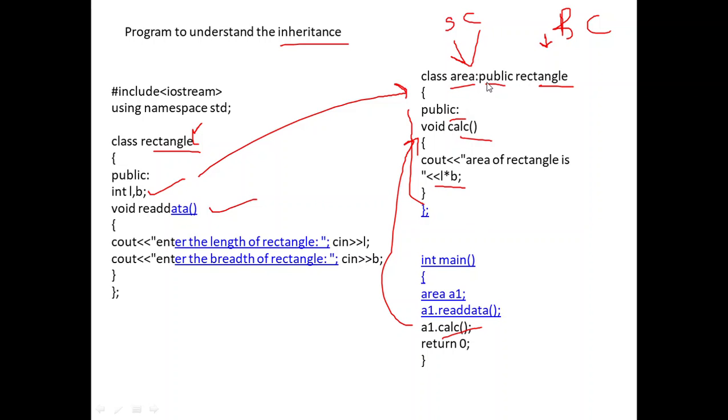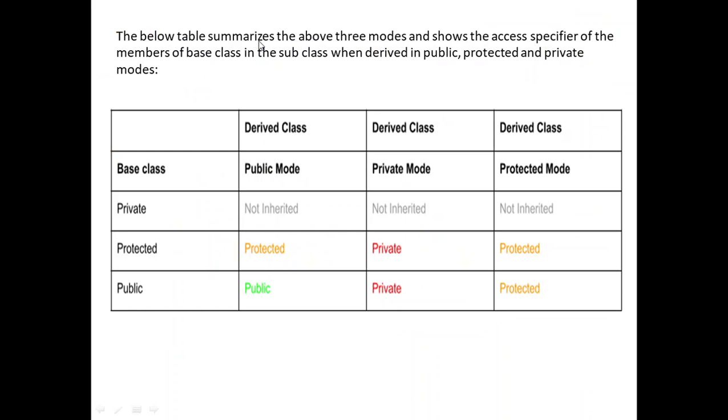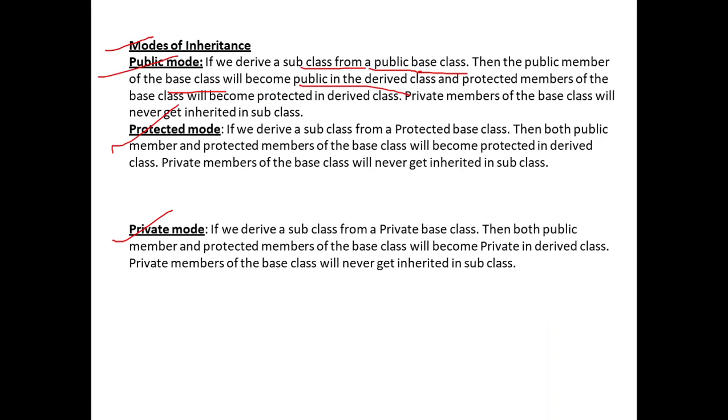If we write it as private, then we couldn't call these functions, because these private things are available only within this class, but outside this class we couldn't access them since it is in private mode. So this is the simple example to understand the program of inheritance. Now this is a table, you can check it later to see how this works. This is a simple one.